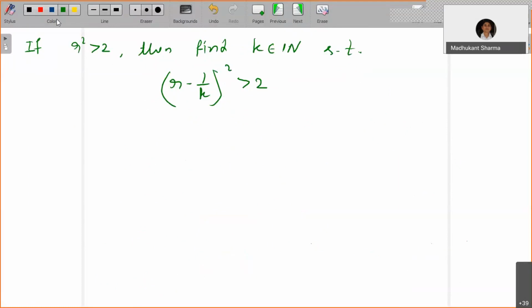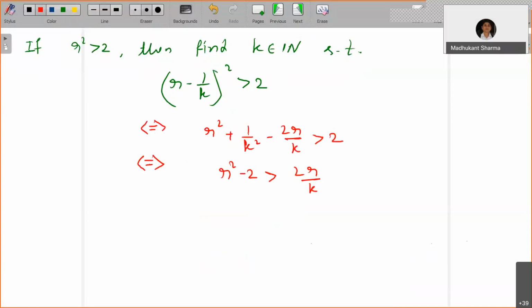So this is if and only if, for some steps, r square plus 1 by k square minus 2r by k is greater than 2, if and only if r square minus 2 is positive, so 2 is sent to this side, so r square minus 2 is greater than 2r by k minus 1 by k square.